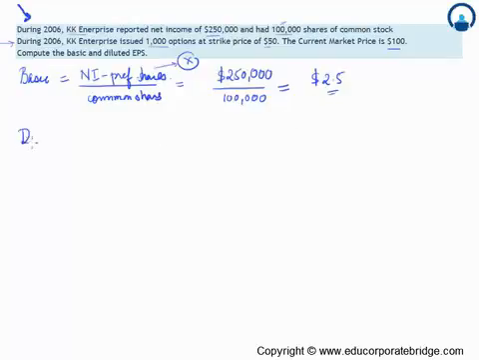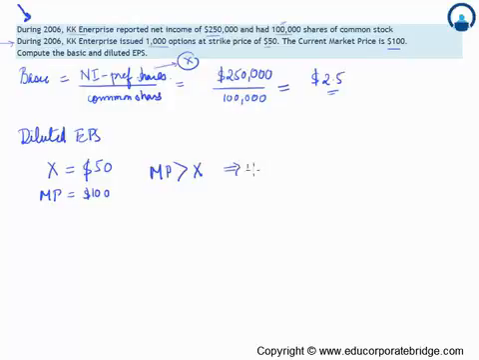Now let's calculate the impact on the diluted EPS because of the stock options. Now as you have seen, there are 1,000 options at a strike price of $50. So let me write those nomenclatures. X, which is strike price, $50. Market price is $100. So since market price is greater than the strike price, this is in the money, and we will use the treasury stock method to calculate the effect of dilution. So let's apply the treasury stock method.